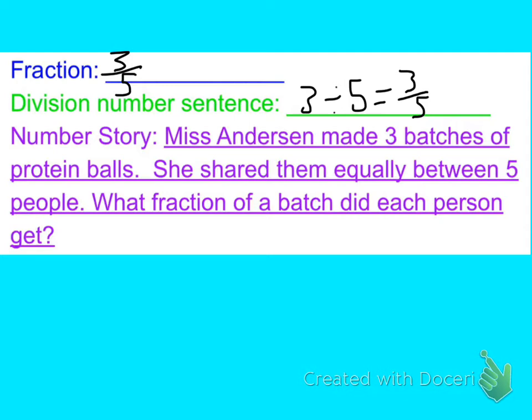Okay, the last step is to double check to make sure that your number sentence matches your number story. So mine says Miss Anderson made 3 batches of protein balls. So we're dividing up 3 batches of protein balls. She shared them equally between 5 people. My denominator is 5, so I know that that matches. And then I have my keyword shared equally, which tells me that I'm dividing. And then I ended with a question: what fraction of a batch did each person get? Good luck on your assessment, guys.